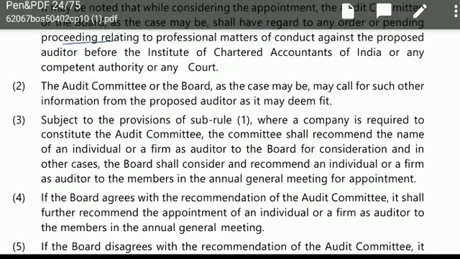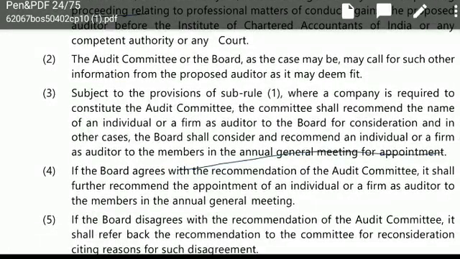So till now, you have checked the qualification and experience, you have checked the proceedings, whether any legal proceeding is there or not, and you found that their qualifications and experience are matching, and also there is no such legal proceeding. So you will obtain any further information which you deem fit. Now, subject to the provisions of Sub-Rule 1, where a company is required to constitute an audit committee, the company shall recommend the name of an individual or firm as auditor to the board for consideration, and in any other case, the board shall consider and recommend an individual or firm to the members in the general meeting. Now you have obtained all the information, you have matched the qualification and experience also. Now comes the step of recommendation.